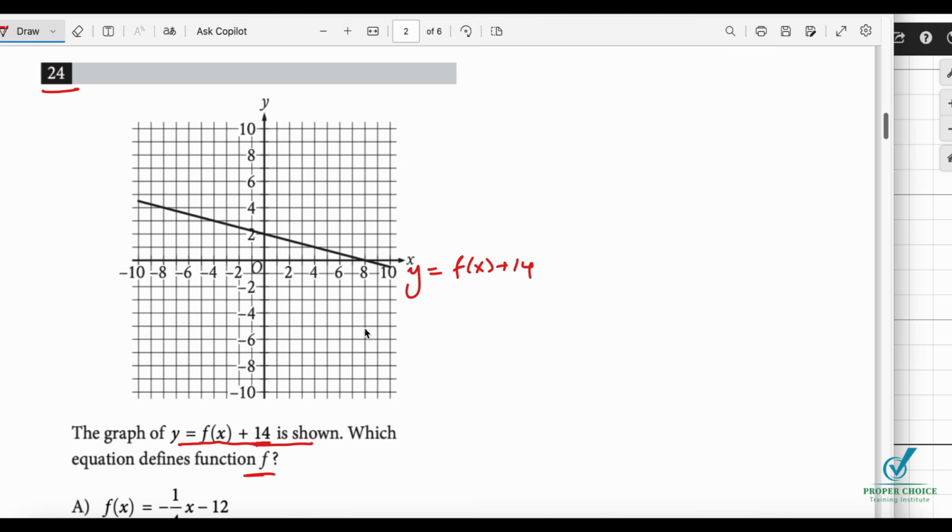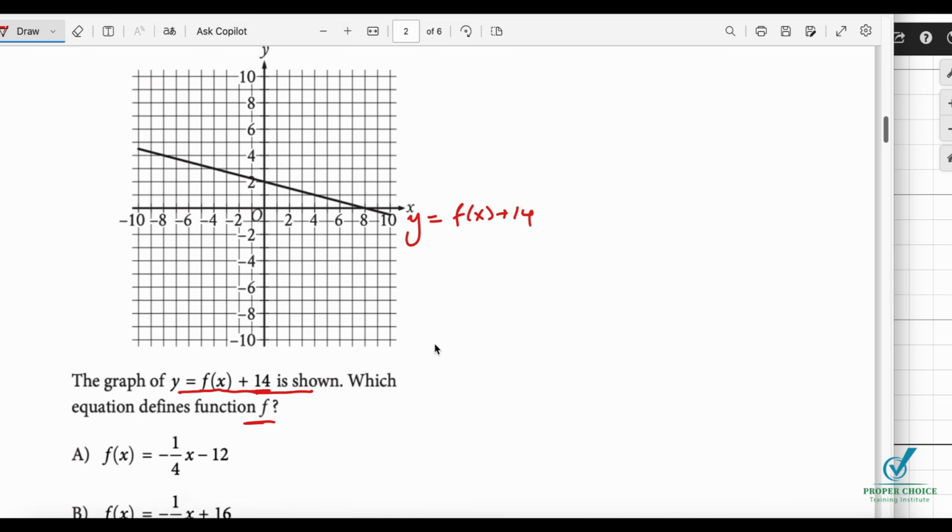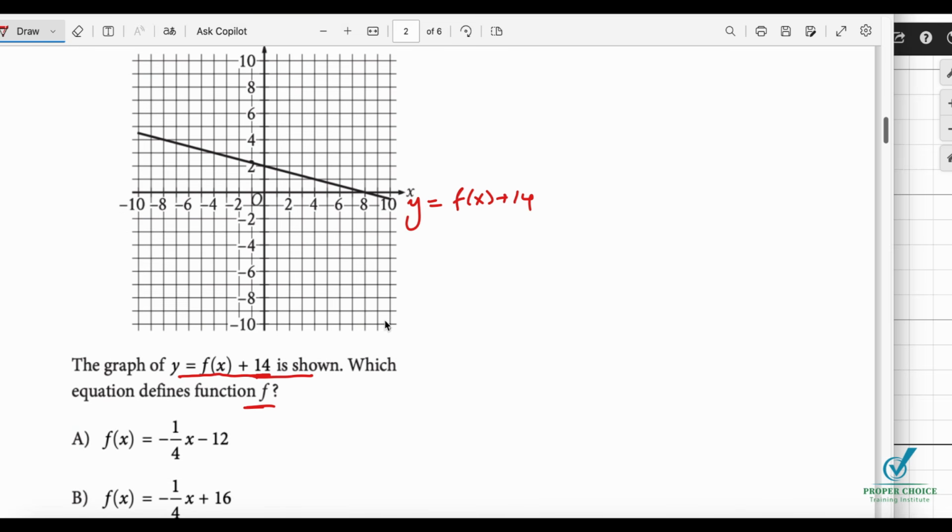So let me tell you, whenever graphs are translated, whether it is up, down, right, left, or combined, translated lines are always parallel to the original lines. So that's why the slopes of the translated lines are always equal to the slope of the actual given line. Now the question is asking you to predict which option shows the original line which has been translated up by 14 units.